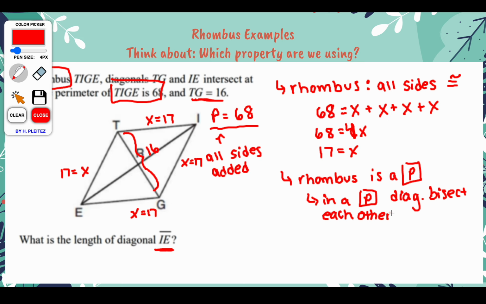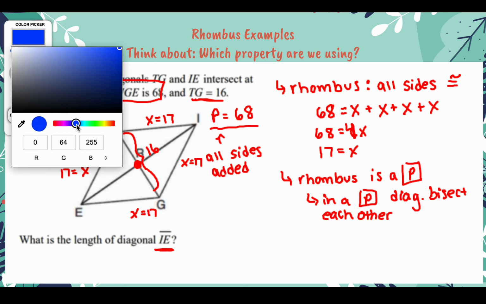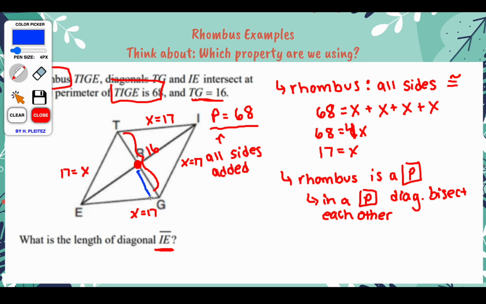So they tell us that the entire diagonal TG is 16, right? So I know that at this point R, where my diagonals are meeting, each of my diagonals is being split into congruent parts. So that means that RG is going to be 8, and TR is going to also be 8. So that kind of helps me with that.